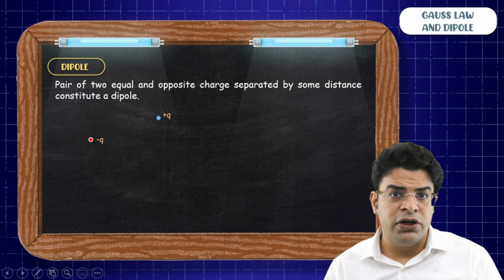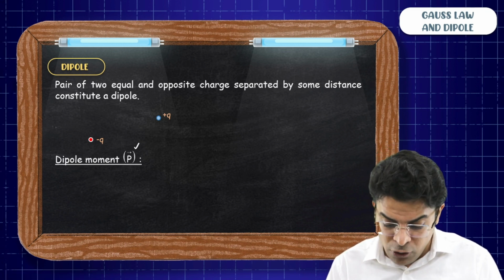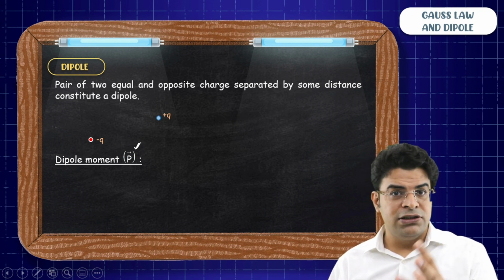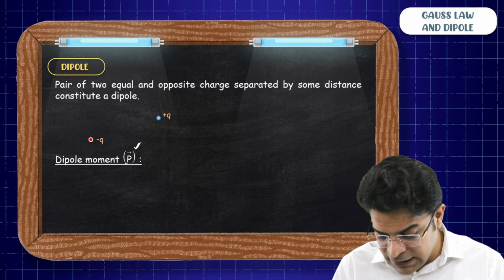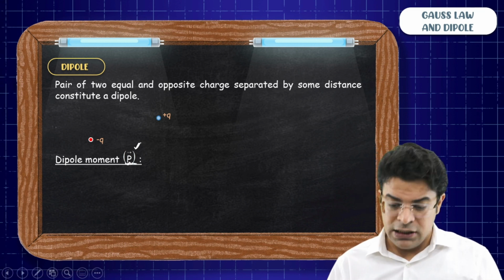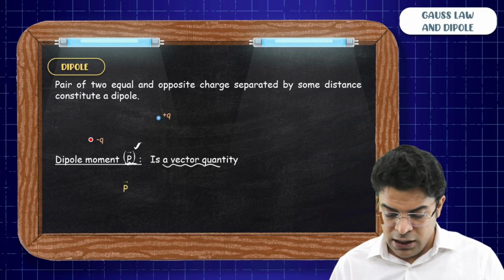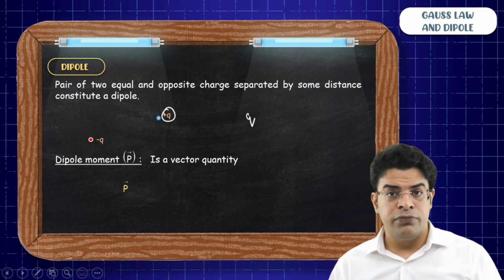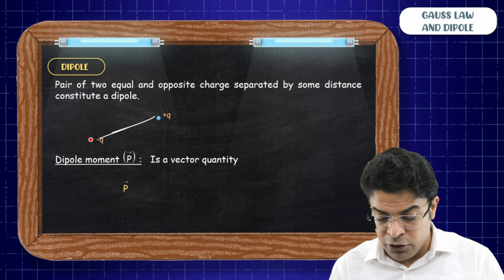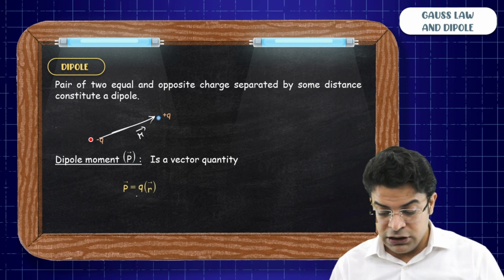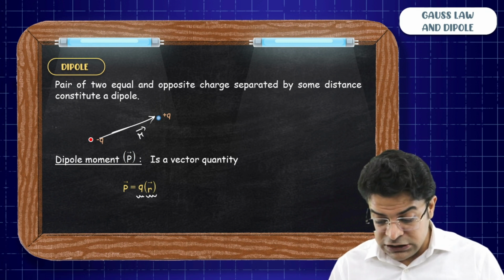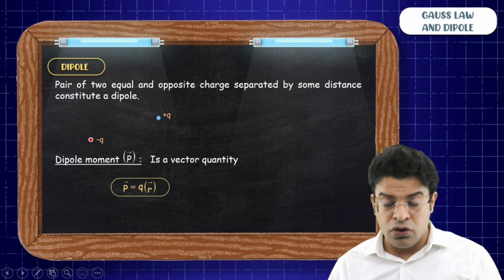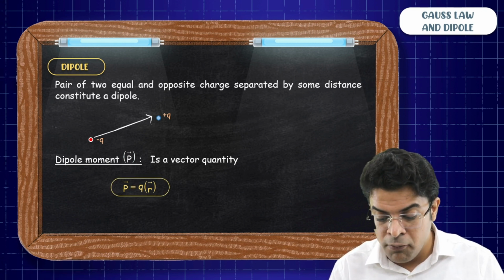Now we define a quantity called dipole moment. Dipole moment, represented by the symbol P, is a vector quantity. Maths is the language of physics. So the dipole moment vector is equal to the magnitude of charge times the position vector of positive charge with respect to negative charge. So you have to draw a vector from the negative charge to the positive charge.